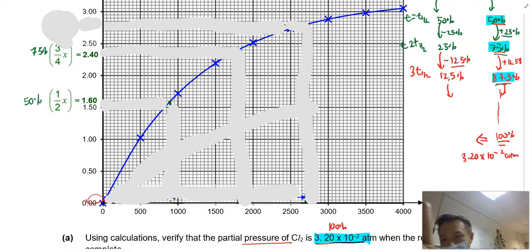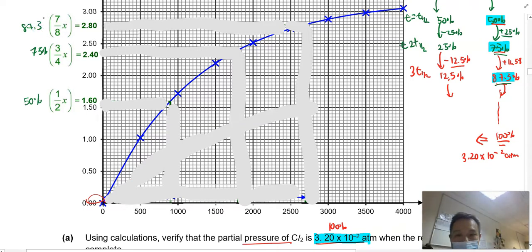87.5 after 3 T half will be your third T half. So in other words, we are looking at the time taken from 0 to go to 50, 50 to go to 75, 75 to go to 87.5. So 0 to 50, from this point here to this point here.